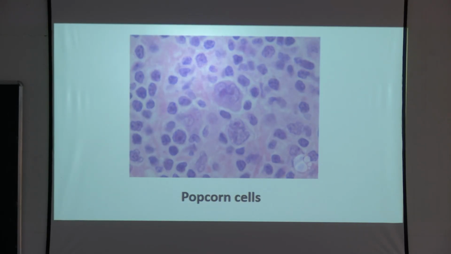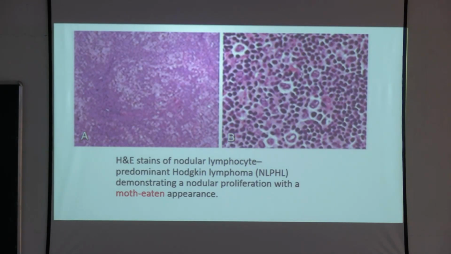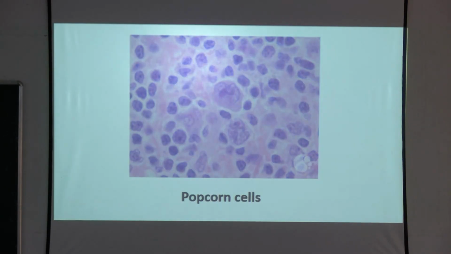Look at the cell, এই আগের পিকচারটারই এটা zoomed in picture. So this is popcorn cell. These are the popcorn cells. এই যে দেখ bilobe nuclei with eosinophilic cytoplasm আর এইটা Reed-Sternberg cell. So this popcorn cell is seen in nodular lymphocyte predominant Hodgkin's lymphoma.